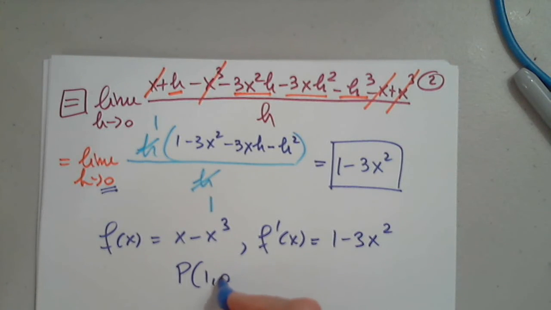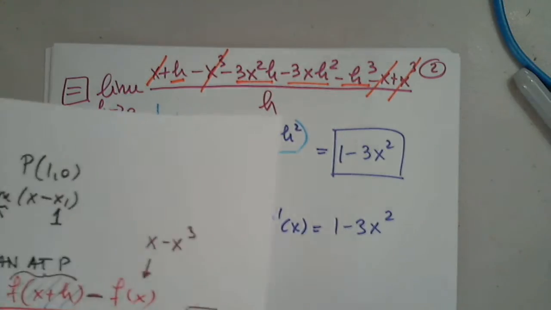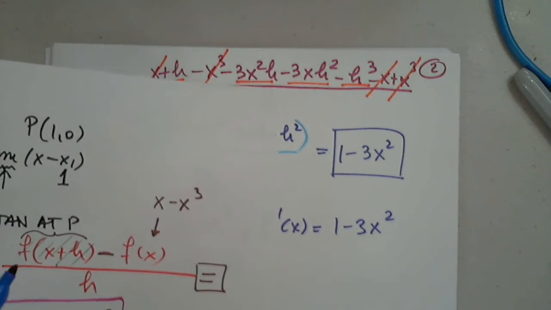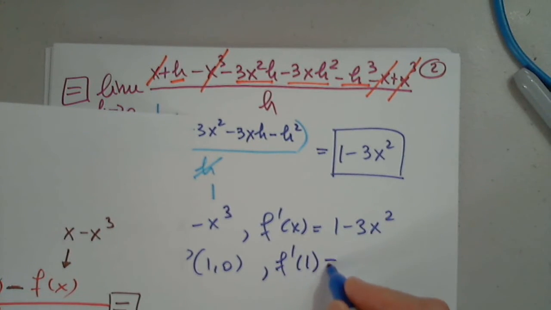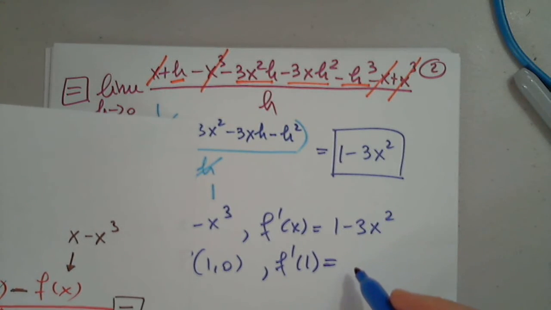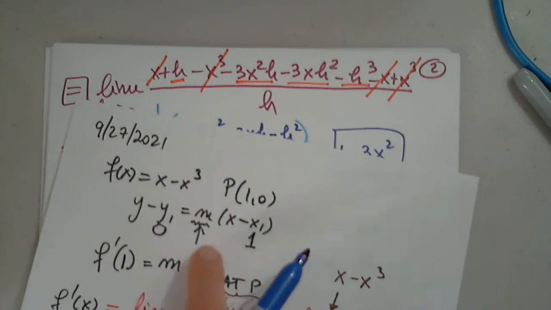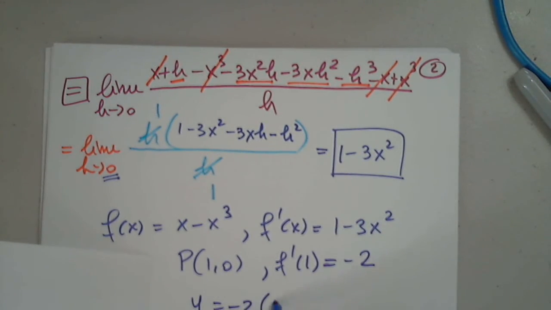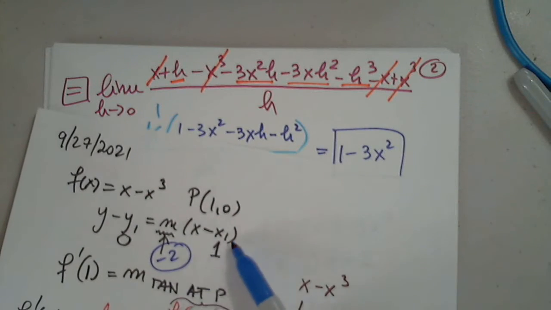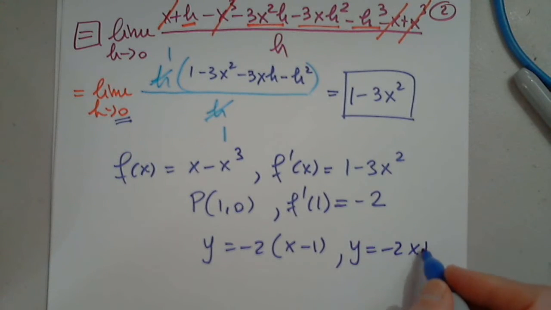We are interested in the point 1 comma 0. I called it P. You don't have to call it anything, but it's easier for me to explain. So I have everything. I just have to plug in 1 in this. Can anyone give us f prime of 1? -2. Thank you very much. So now I have here -2. So y minus 0 is just y equals -2x minus 1. I distribute, and then plus 2.